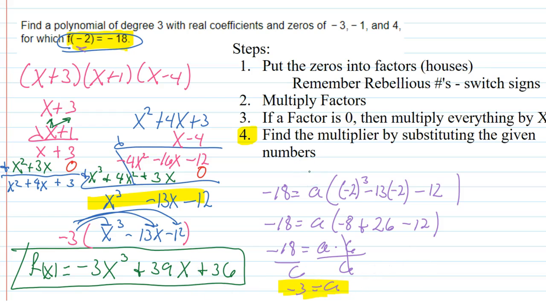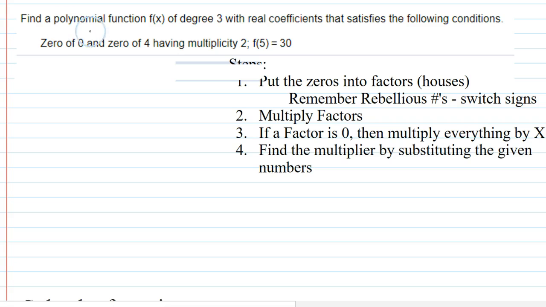Obviously, it's a lot easier if we don't have to find that last step, but most of your problems are going to look like this, where we have to figure out what the multiplier is. They basically give us the answer. We just have to figure out what that multiplier or that a term is, and then make sure you distribute it all the way through. Be careful of changing your signs. Let's do one more. It says find a polynomial of third degree. So again, it's going to be an x cubed with real coefficients that satisfies the following conditions.